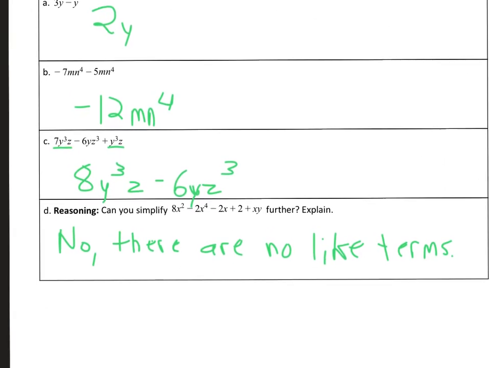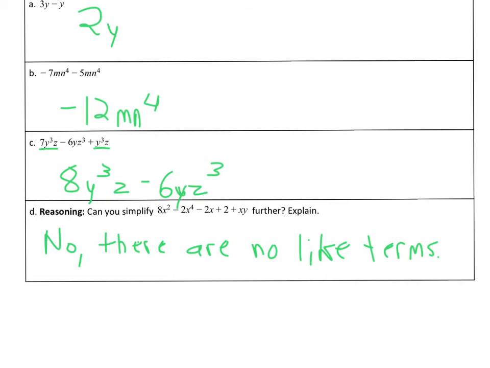Next one, mn to the fourth. These are like terms. Both terms have the same variables, and those variables are being raised to the same powers. M, n to the fourth. So those are identical, so I can combine those. Negative 7 plus negative 5 is negative 12. And the variables and powers stay the same. Just these numbers on the front, these coefficients as we call them, change, sorry. The variables and the powers remain the same. The coefficients, the numbers on the front, are what we're changing.